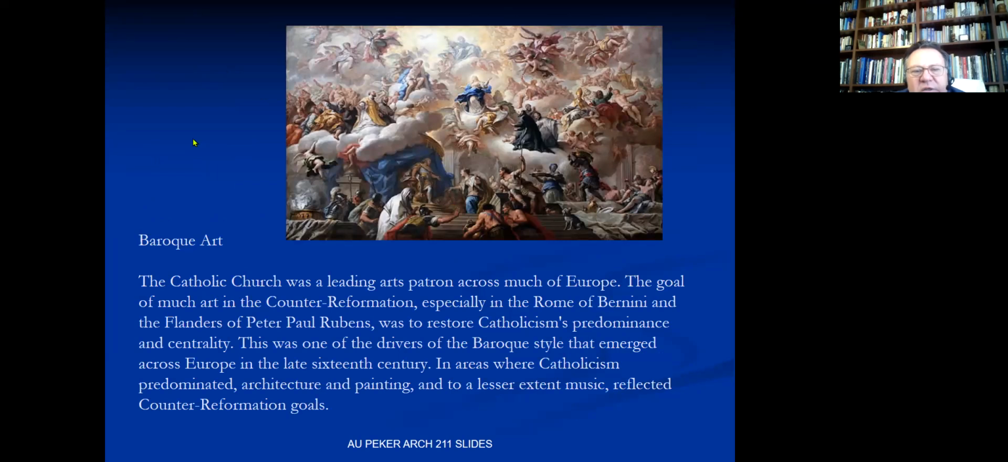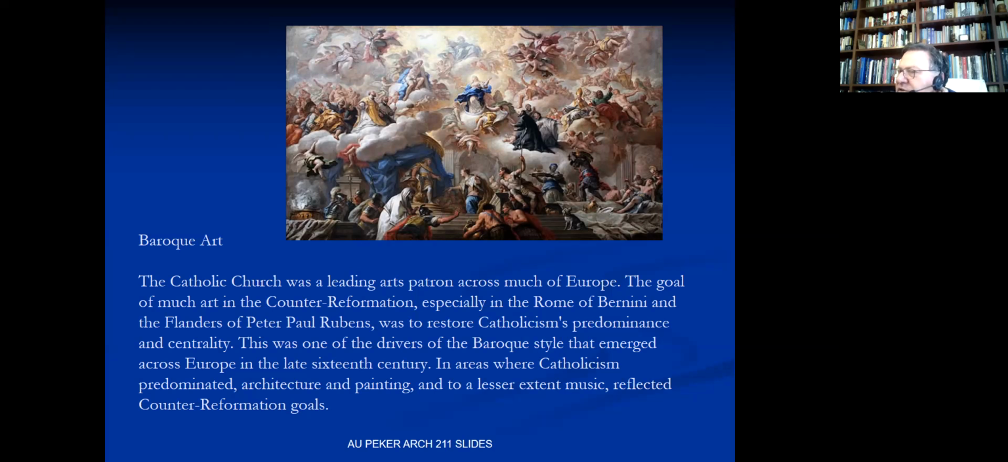And Baroque art. The Catholic Church was a leading arts patron across much of Europe. The goal of much art in the Counter-Reformation, especially in the Rome of Bernini and the Flanders of Peter Paul Rubens, was to restore Catholicism's predominance and centrality. This was one of the drivers of the Baroque style that emerged across Europe in the late 16th century. In areas where Catholicism predominated, architecture and painting, and to a lesser extent music, reflected Counter-Reformation goals.